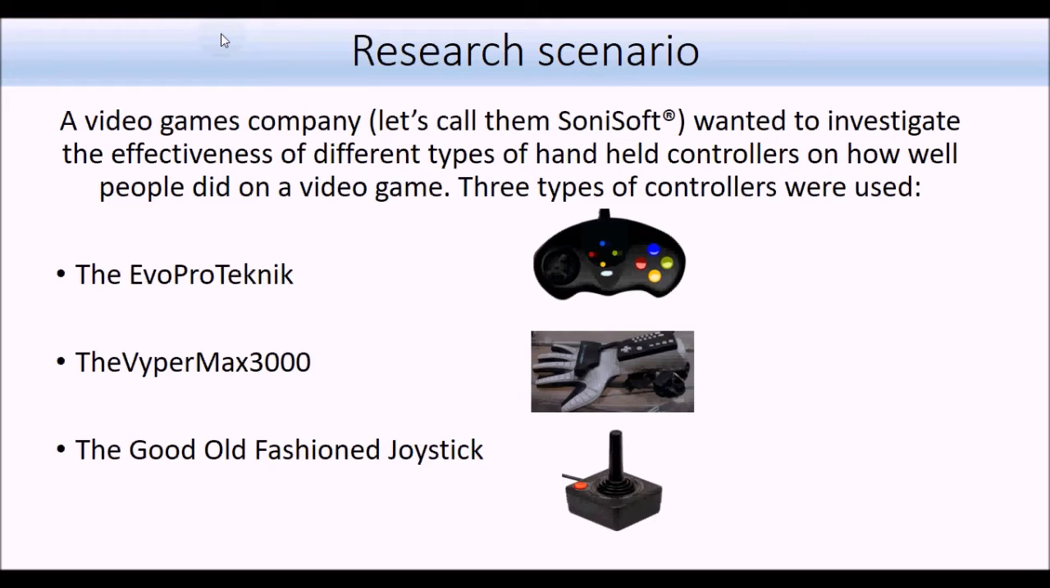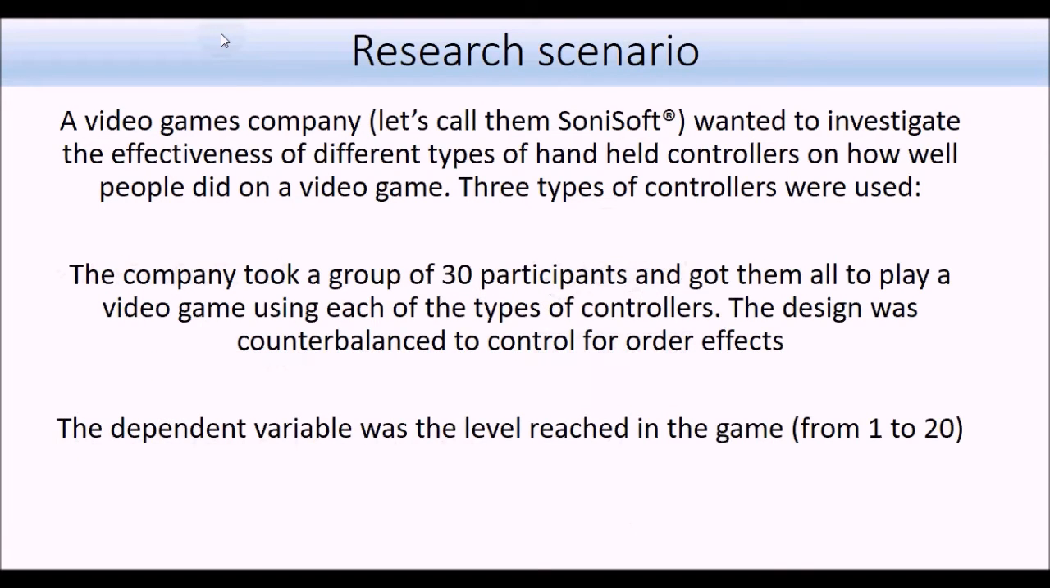So we've got the following research scenario. Imagine a video games company. Let's call them Sony Soft to avoid any lawsuits. They wanted to investigate the effectiveness of different types of handheld controllers on how well people did on a video game. They had three types of controllers: the Evo Pro Technic, the ViperMax 3000, and the good old-fashioned joystick. They got 30 participants, and they got all participants this time to play a video game using each of the different types of controllers. This was counterbalanced to control for order effects. And the dependent variable was the level reached in a video game, which ranged from 1 to 20.